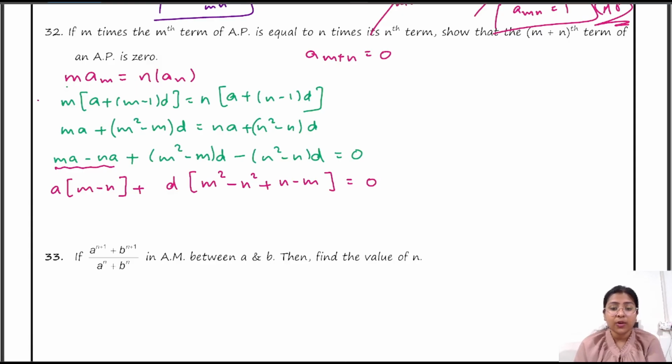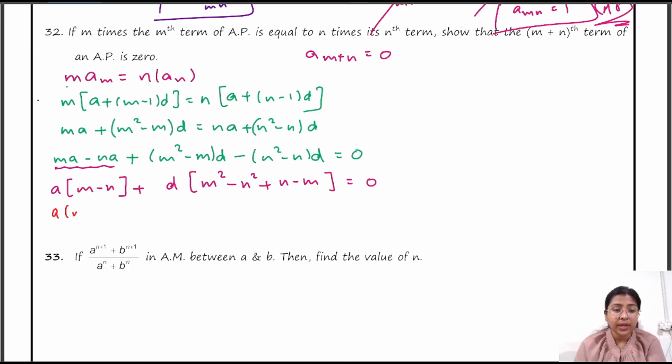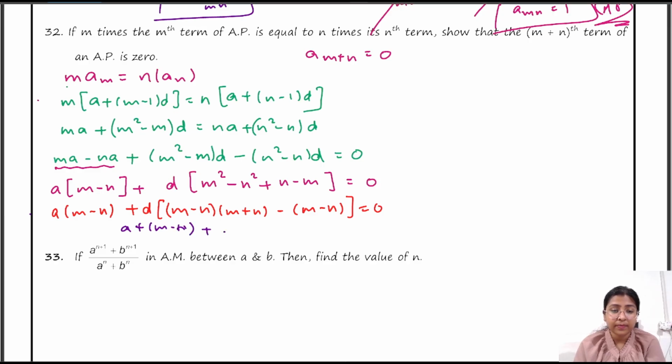Yes or no? Yes. Now we can put an identity over here. Yes, putting an identity. So A into m minus n plus D, this can be written as m minus n into m plus n. Taking minus 1 common, so you will have m minus n bracket close is equal to 0. Yes or no? Yes. Now your focus is on inside the bracket. Okay, we can take m minus n common. Very good. So inside the bracket you will have m plus n minus 1. This is clear to you?